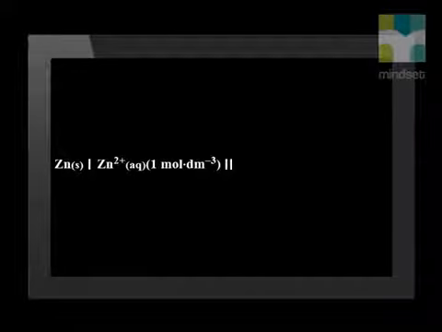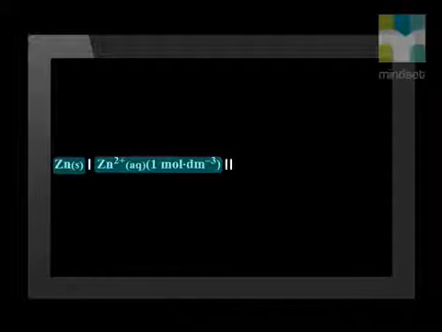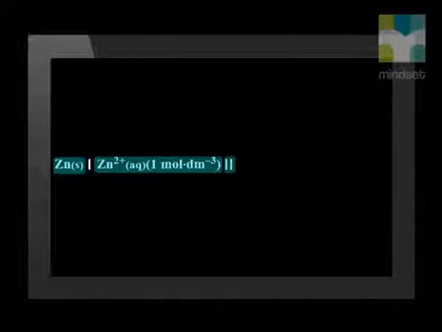Thanks again, Simbulelo. We can write the cell notation for this cell like this. Since the zinc half cell is the anode, we start the notation with solid zinc that undergoes a reaction to Zn2+ aqueous with a concentration of 1 mole per cubic decimeter. This is followed by the double line of the salt bridge.